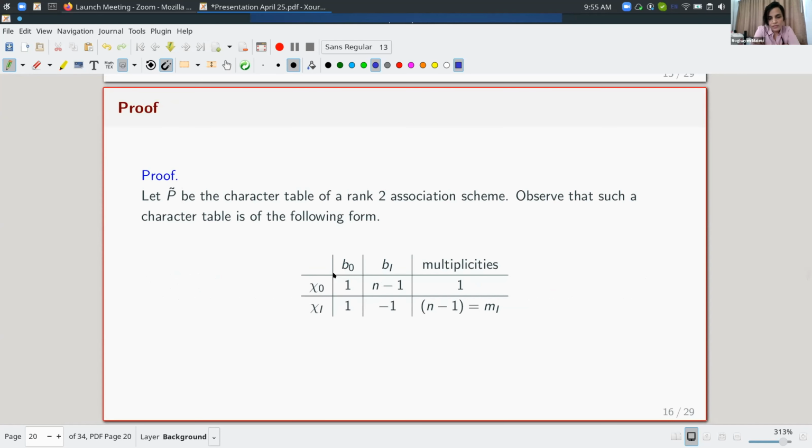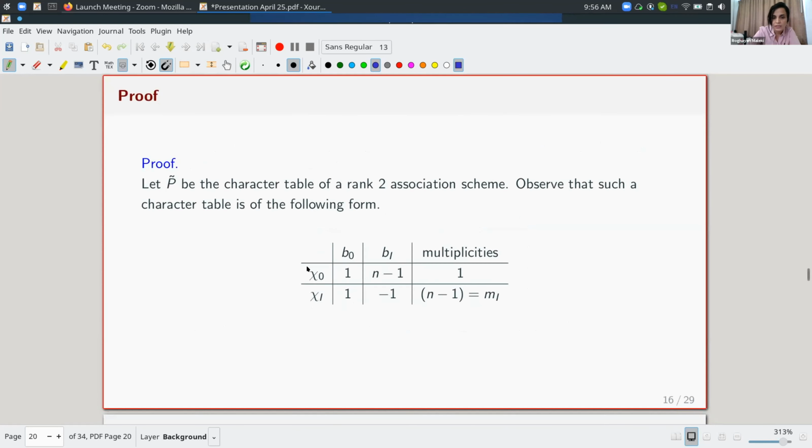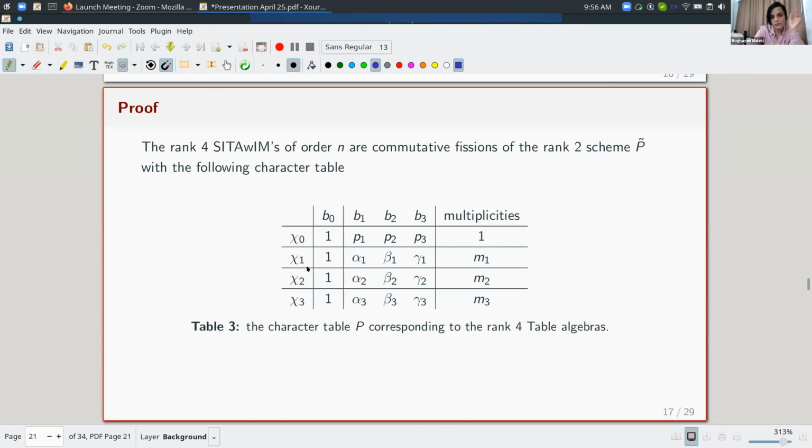Okay, the proof is by contradiction. First of all, we let P tilde be the character table of a rank 2 association scheme, and it has this character table of this form. The rank 4 standard integral table algebras with integral multiplicities of order n are fusions of rank 2 in P tilde. You go back to P tilde and you break it into pieces, and you arrive at this character table for rank 4. But we want to know what the matrices inside are and what these values are, so we'll talk about it.